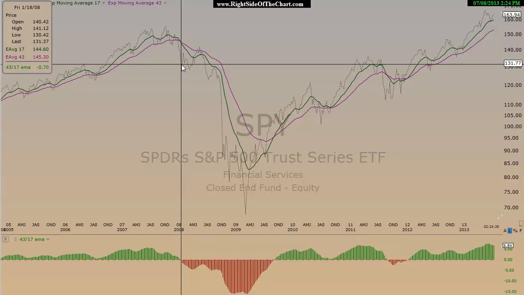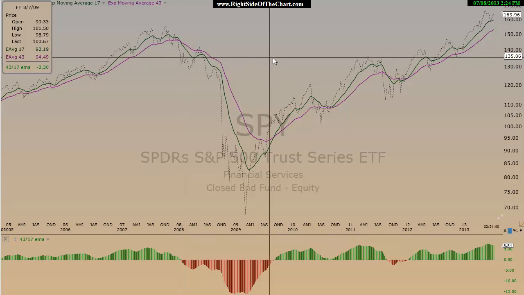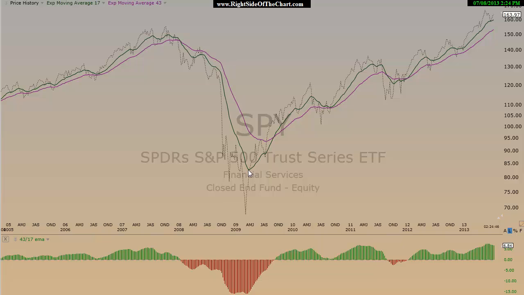As you can see here, back in 2008, it got you short pretty early. That was in mid-January, our sell signal. It kept you short throughout the entire downturn from that point. But as many moving average pairs do, I find these much more effective as sell signals, to get you out of the market once we have a correction.